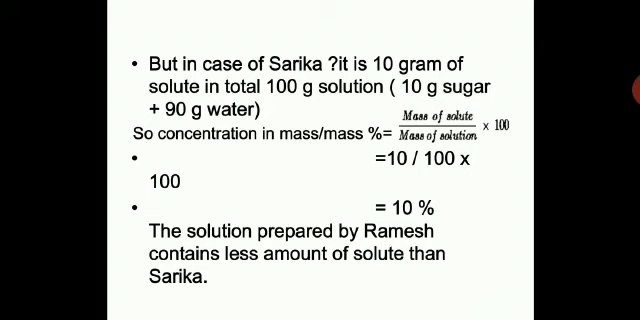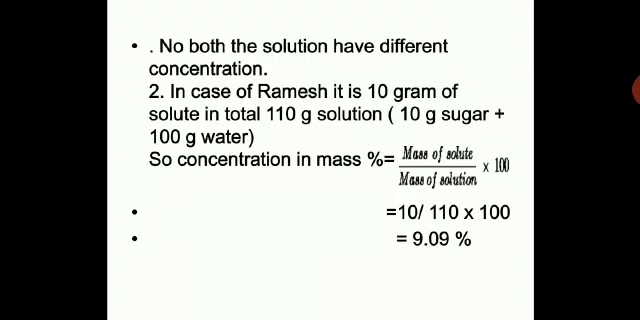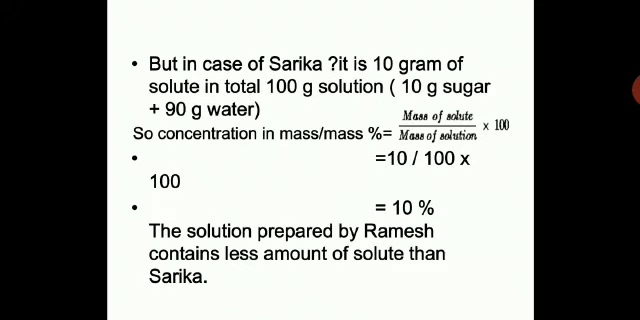The solution prepared by Ramesh contains less amount of solute than Sarika. So Sarika got 10% concentration, whereas Ramesh has got 9.09 percentage. So that's why the answer should be: the solution prepared by Ramesh contains less amount of solute than Sarika. So you can see the method of preparation of the solution is so important. Otherwise, the concentration of mass by mass percentage will definitely differ. With the case of Sarika and Ramesh, it was very clear with you children. I hope you are writing. So this is 10 upon 100 into 100. Calculation will give me 10 percentage.